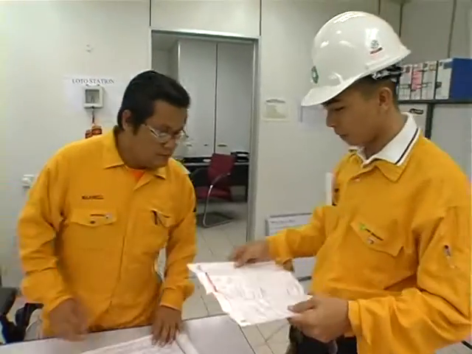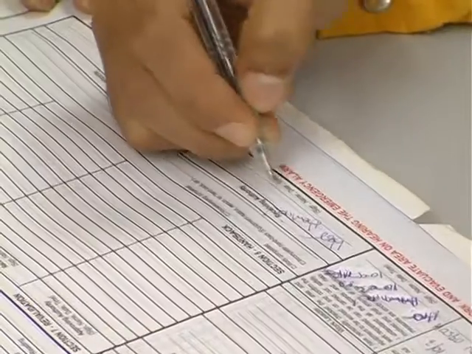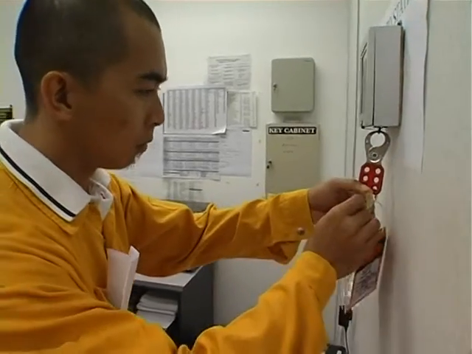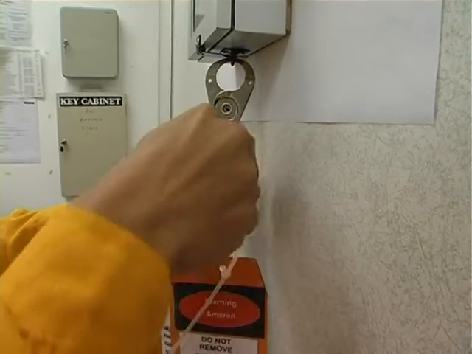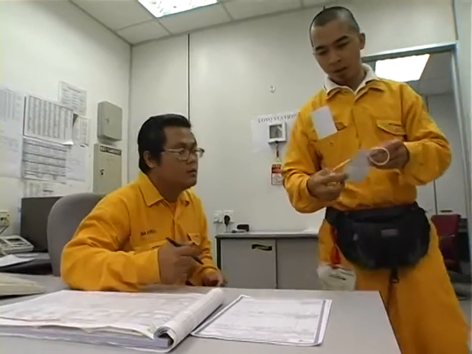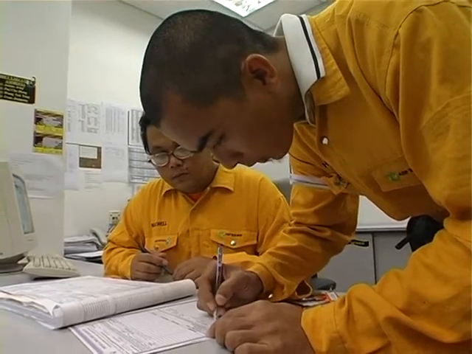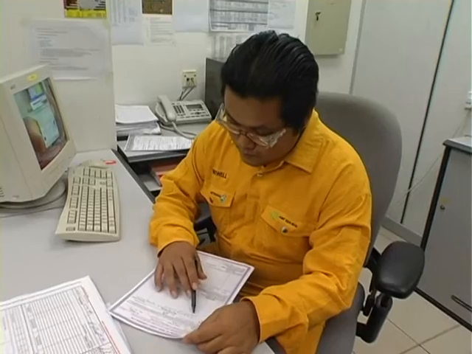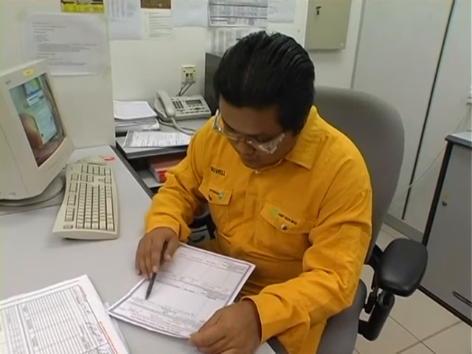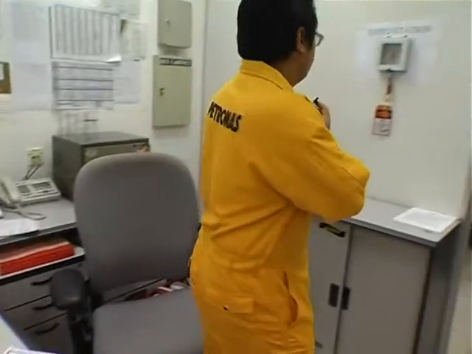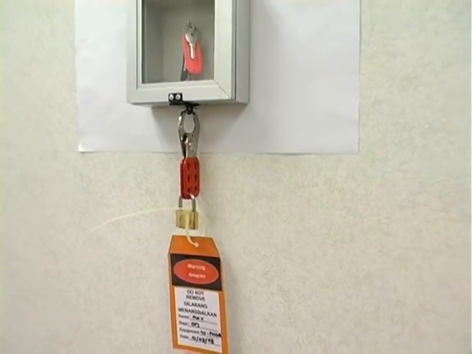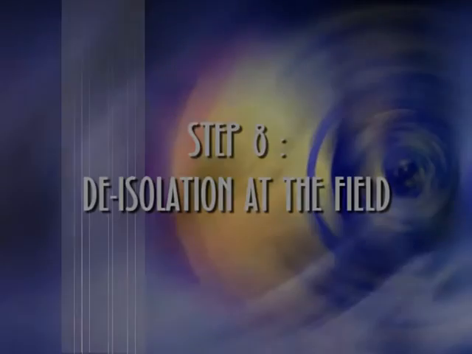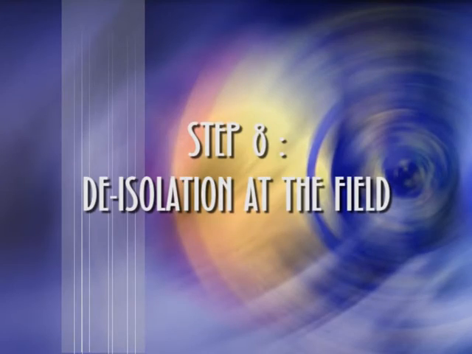After completion of each job, each RA must hand back and sign off their PTW. Each RA must remove their department locks and brown tags from the lockout box and sign off in Section 2 of PIC. After all the works are completed, AA must check to confirm all PTW issued under the PIC are signed off and all RA locks and tags are removed from the lockout box. Step 8. De-isolation at the field.